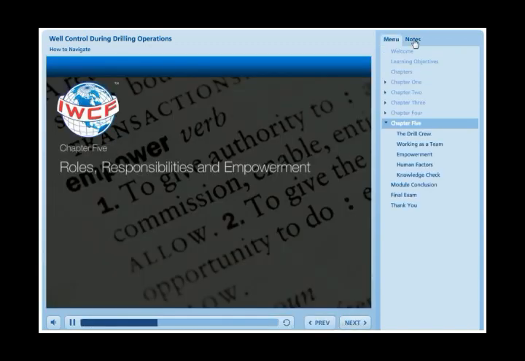Chapter 5. Roles, Responsibilities, and Empowerment.